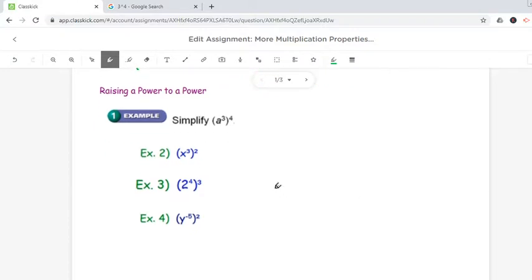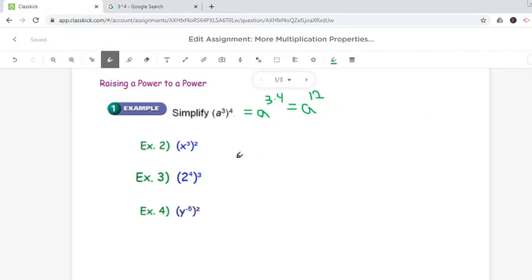So, raising a power to a power. And when we raise a power to a power, we multiply. So a to the 3rd times 4. So 3 times 4 equals 12. Okay. So a power to a power.